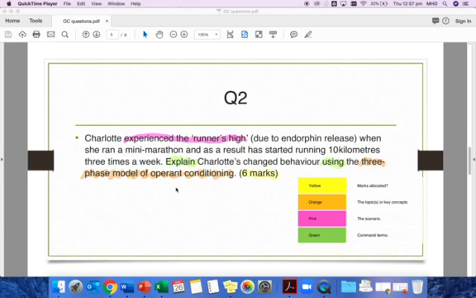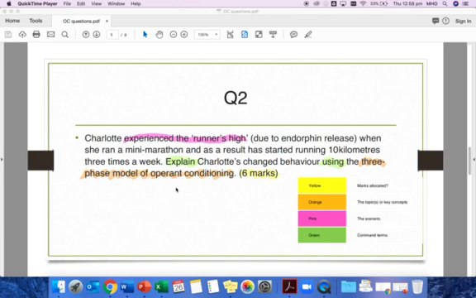So Charlotte experienced the runner's high due to the endorphin release. So we've learned a lot about how exercise actually uses up stress hormones. So this could be an example of a cross-curricular type of question if she had been stressed or something like that. So when she ran a mini marathon and as a result has started running 10 kilometers 3 times a week. Explain Charlotte's changed behavior using the 3-phase model of operant conditioning. I don't know who's going to run 10 kilometers 3 times a week, but good for you, Charlotte.